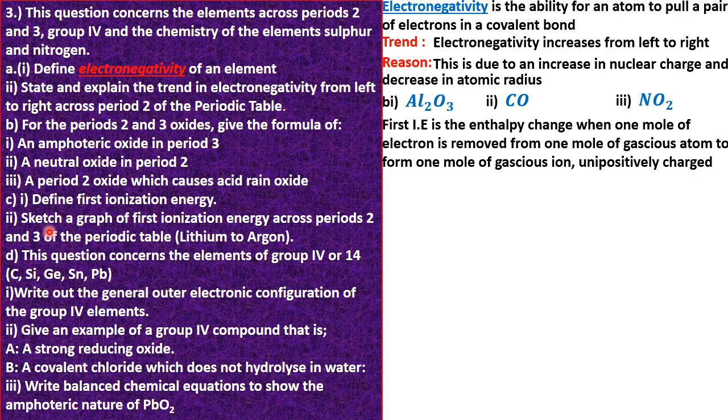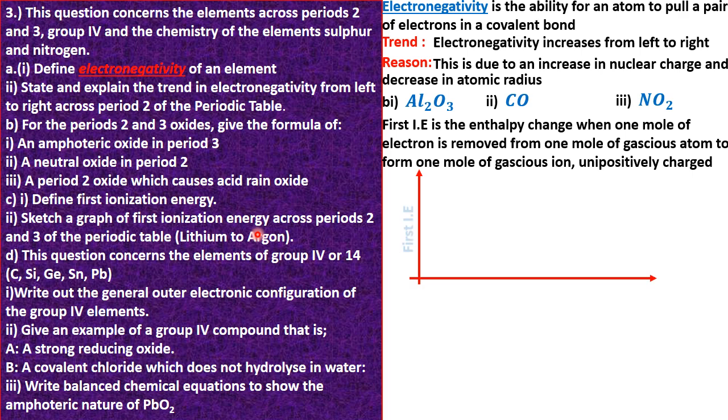Okay, Roman 2 now says we should sketch a graph of first ionization energy across period 2 and 3 of the periodic table, from lithium to argon. But friends, I will simply sketch that for period 2 only, namely from lithium to neon. Then you will do the rest as an assignment. You are going to continue from sodium to argon. Okay, great.